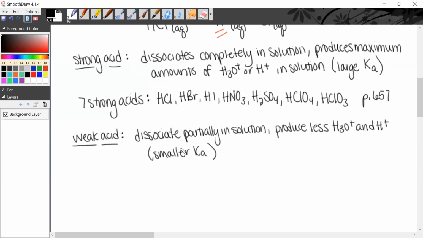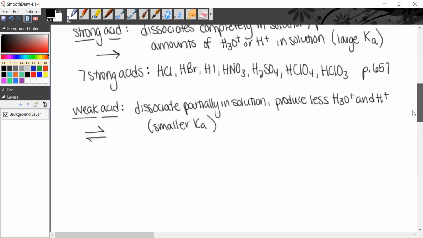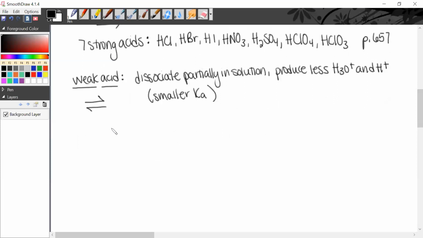And so because these Ka values are small, we need to indicate in the drawing of our reactions that there's this equilibrium being established here. So for strong acids, we draw a one-way arrow all the way to products. That's where the equilibrium lies, to the right. Weak acids, we're going to do our equilibrium arrows to indicate the fact that some of this acid is going to remain molecular.